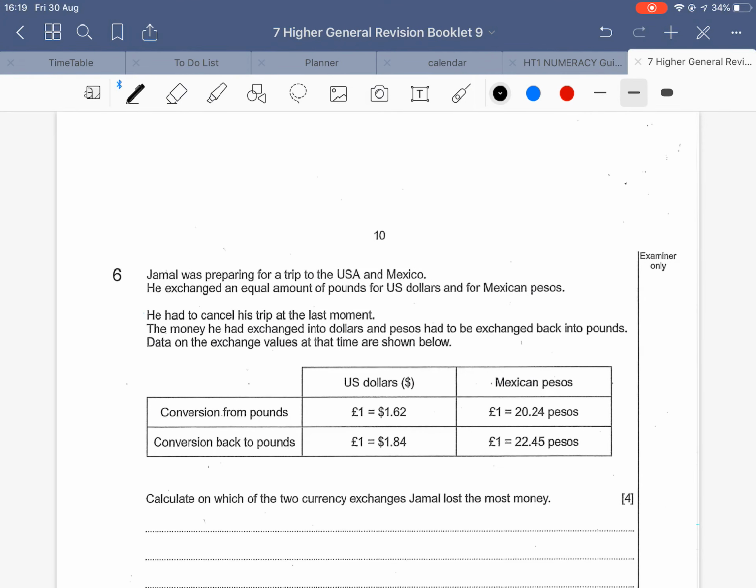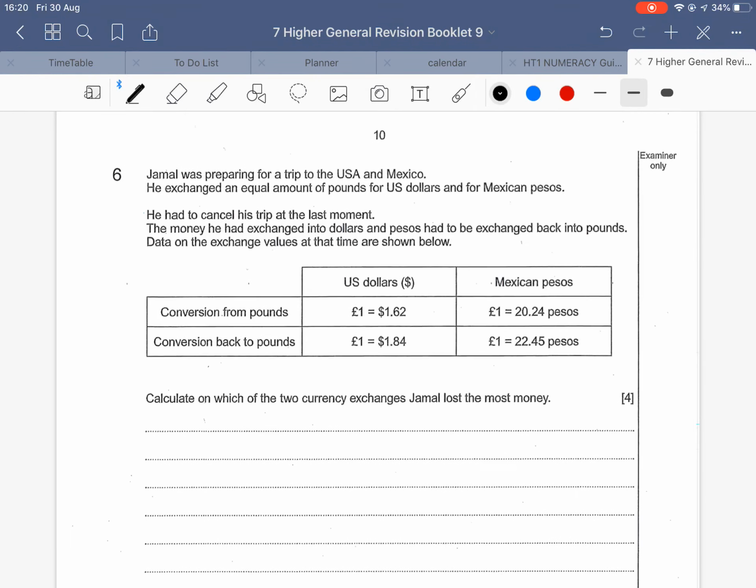Question 6. Jamal was preparing for a trip to the United States of America and Mexico. He exchanged an equal amount of pounds to US dollars and to Mexican pesos. Calculate on which of the two country exchange rates Jamal lost the most money.